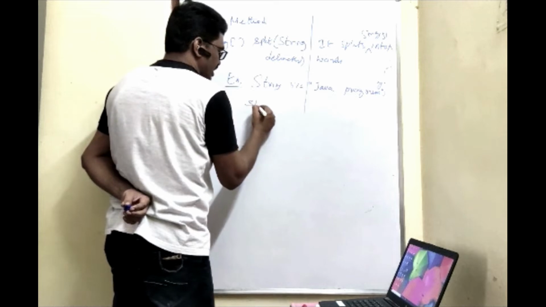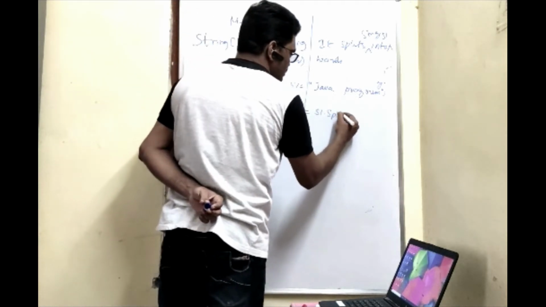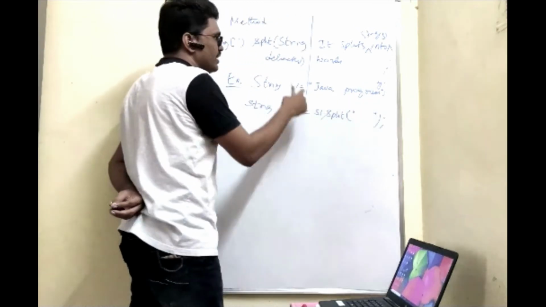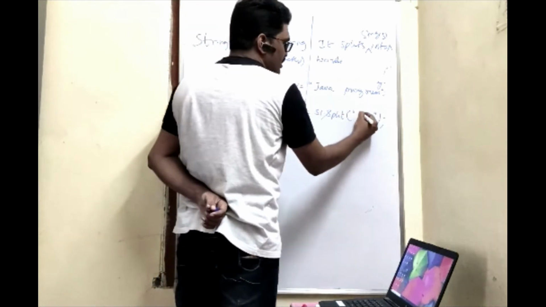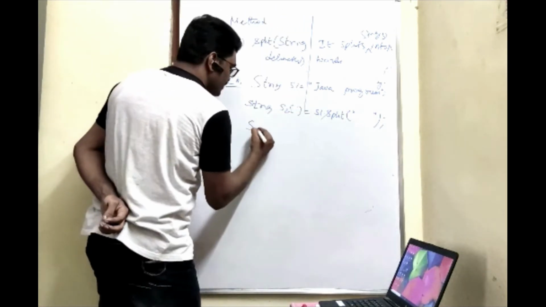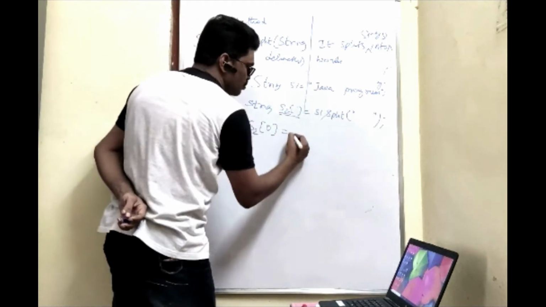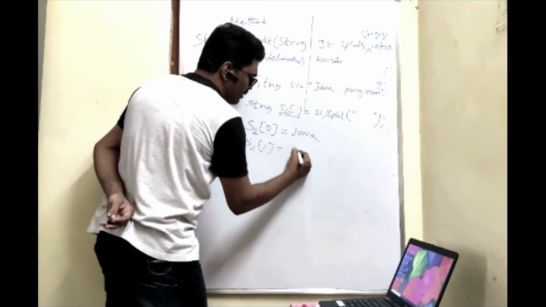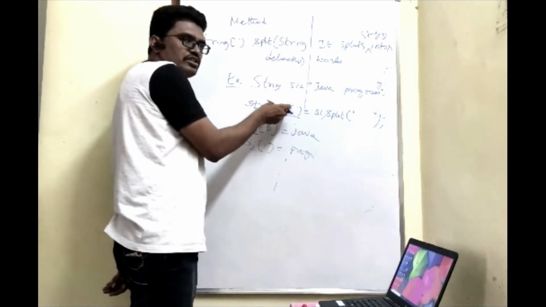I write String[] S2 is equal to S1.split, and inside it I specify the delimiter, based on which I want to split. The delimiter is the character based on which you want to split, maybe a space, or some other character, like A, B, C or X, Y, Z. Now the split words will be stored in the S2 array: at the 0th location the first word, Java, and the second word, program, at the next location, like this. Based on how many words there are, that many are stored in this array.